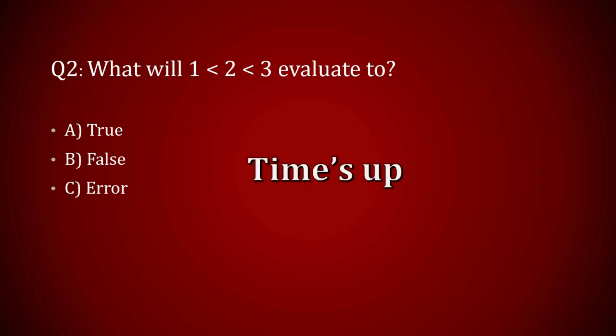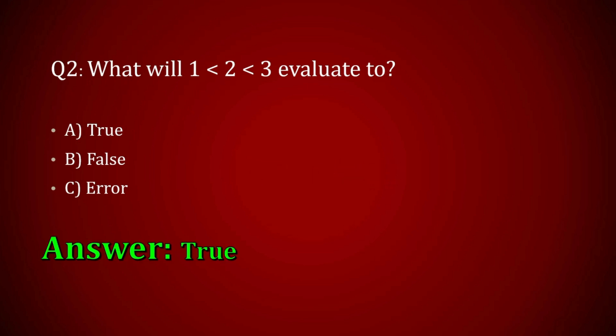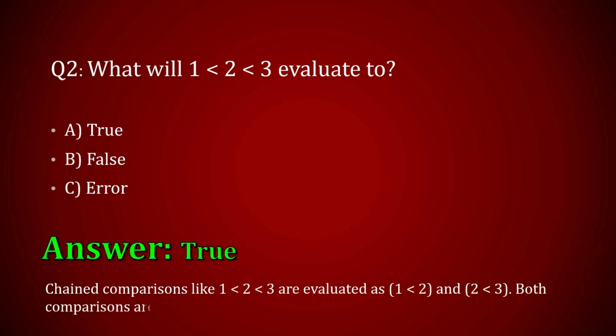Time is up, guys. Let's reveal the answer. The answer is true. Let's see why. So basically 1 < 2 < 3 is called a chain of comparisons. In this type of chain comparison, what happens is that 1 < 2 will be evaluated and there will be an AND operation between them, AND operation 2 < 3.